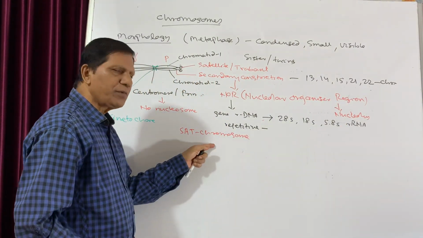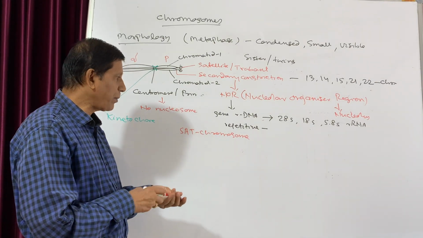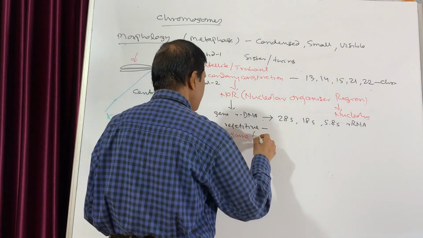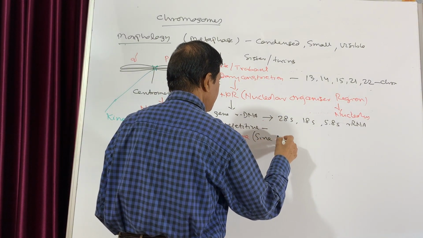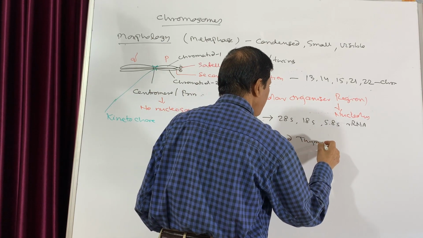Now for this SAT chromosome, the full form is not satellite chromosome. The full form of SAT is sine acido thymonucleinico.